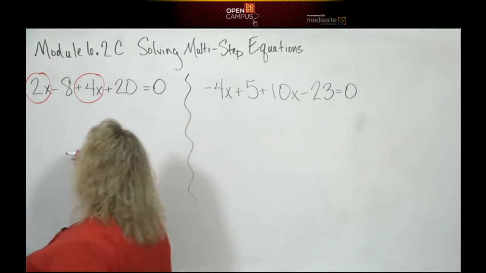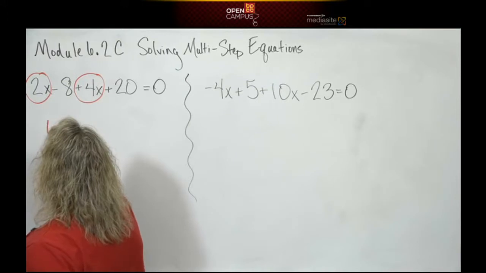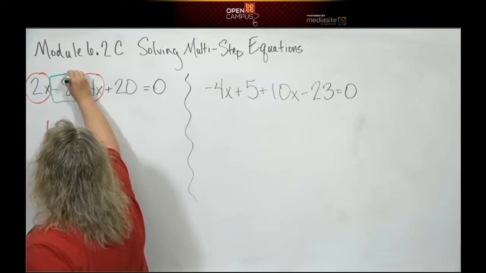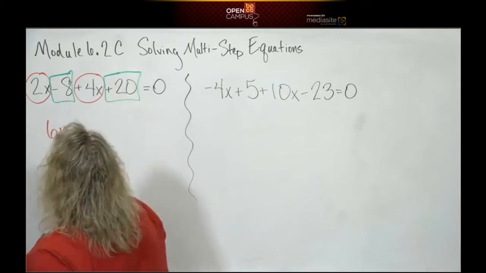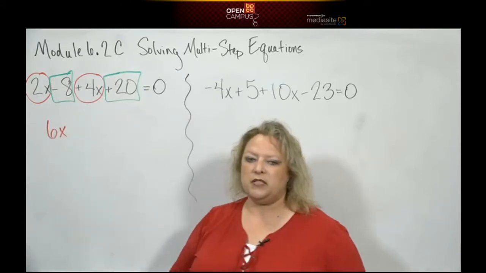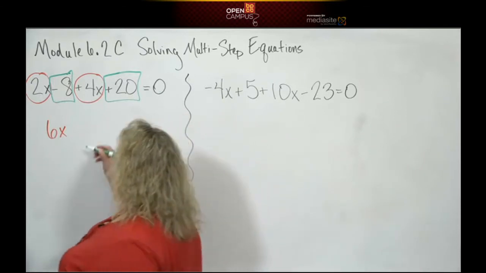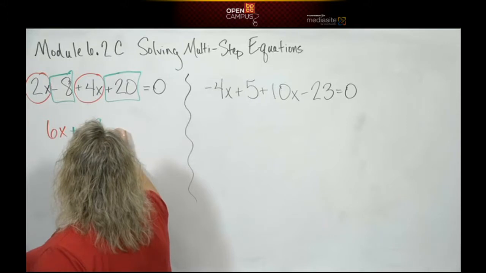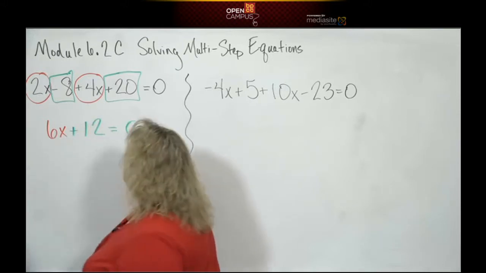2x and a 4x, they're both positive, so that gives me 6x. Next, I have a -8 and a +20. Those are my two constants. I want to make sure that I put those two together. Since they have different signs, I'm going to subtract and take the sign of the bigger number. That gives me +12, and that's equal to 0.